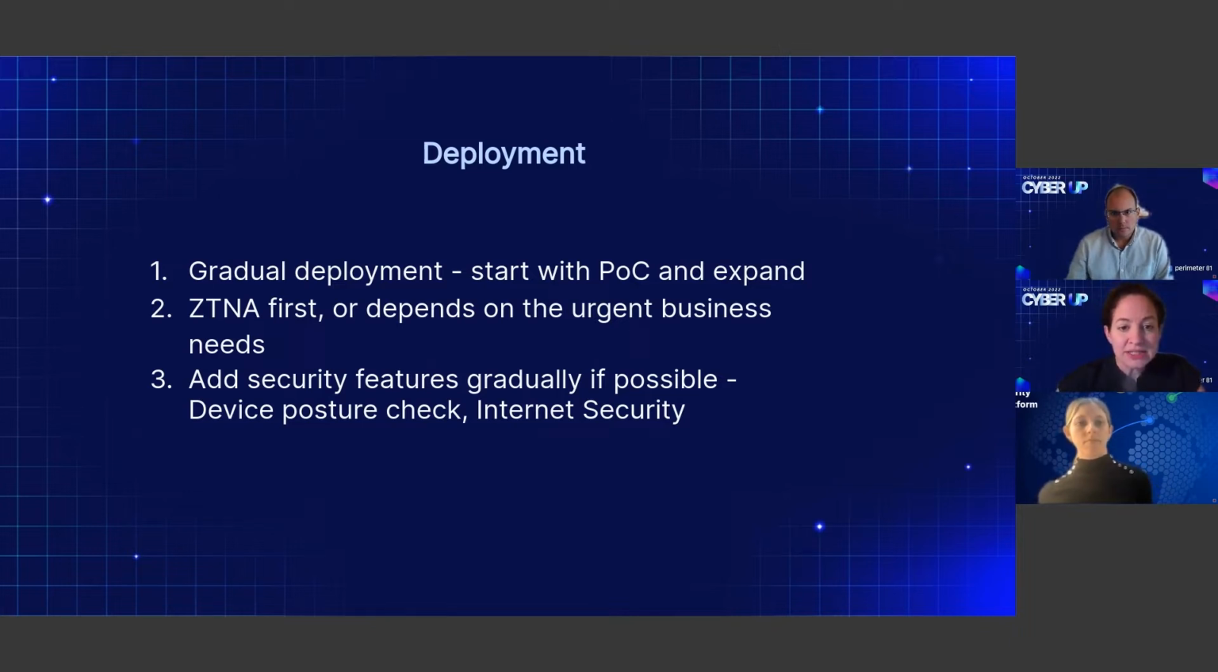And the third point is to potentially add security features gradually, if that's possible. Starting with remote access, but then you can add device posture check, which will strengthen the actual security level and the actual trust you can give a specific device. So starting from basic and gradually raising the bar in terms of security, adding potentially internet security a little bit later. So that's another way to potentially do this gradual deployment.